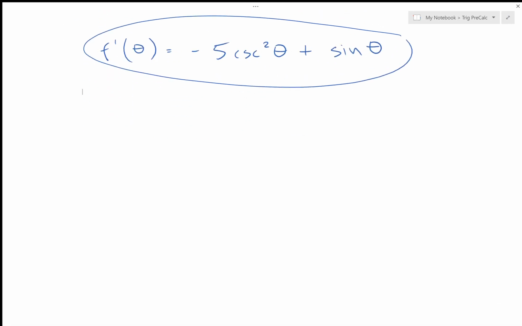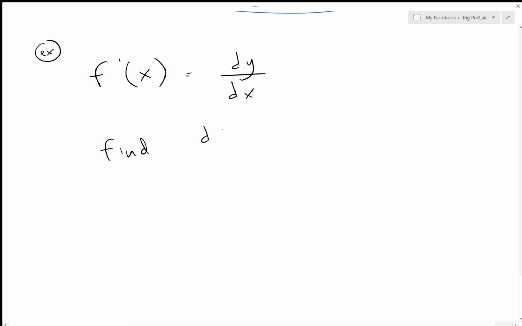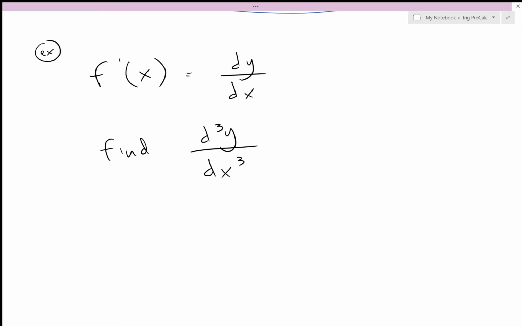Now let's get a little bit trickier. So, new type of example. When they say find the derivative, they can also say find dy dx. Now, what if they ask you to find d3y dx3? So notice the difference here of 3. Whatever that number is, that's how many derivatives they're telling you to find there. So this is telling you to find the third derivative.